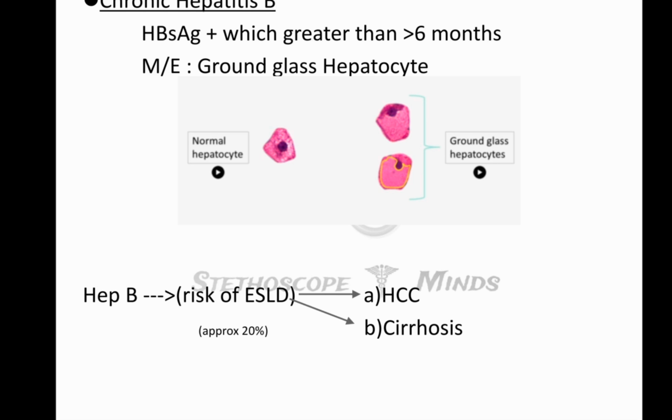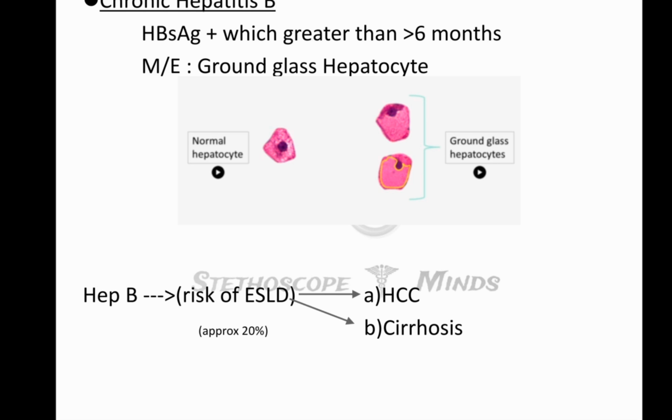And hepatitis B may increase the risk of end-stage liver disease, ESLD, such as hepatocellular carcinoma and cirrhosis, in approximately 20%. Next, acute hepatitis. For acute hepatitis, the patient will present with clinical findings such as nausea, vomiting, icterus, and right upper quadrant pain. And on physical examination, we may find yellowing of the sclera and painful hepatomegaly.